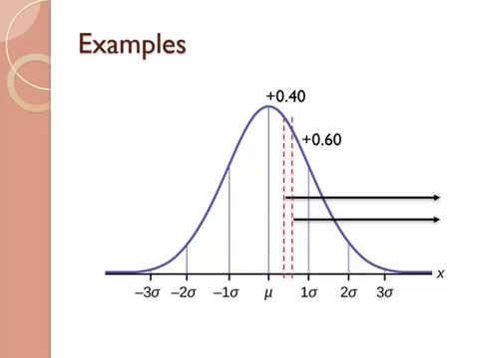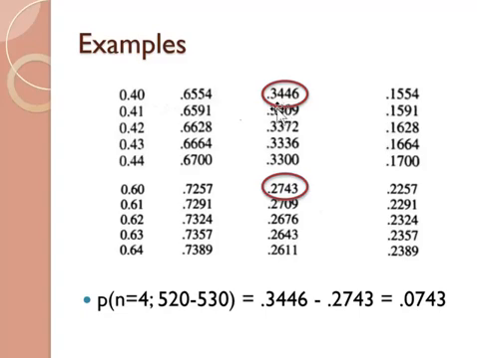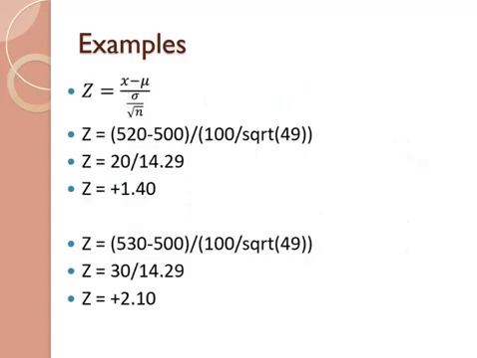We did this several times in the last lecture for chapter 6, and you did it several times on the homework for chapter 6 as well, right? So first let's just find these proportions. The proportion in the tail for a z-score of 0.40 is 0.3446, and the proportion in the tail for a z-score of 0.60 is 0.2743. So if I subtract that from 0.3446, for sample size 4, the probability that the mean would be somewhere between 520 and 530 is 0.0743. Great.